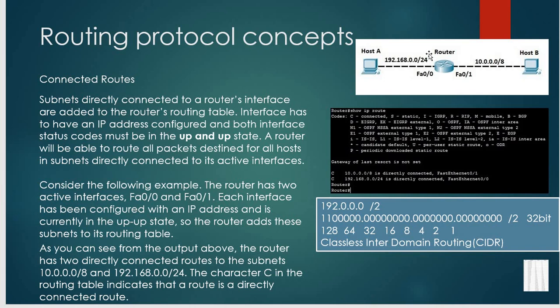So it is needed to route this IP address using the routers, based on the routing tables. Here we have the first subnetwork, 192.168.0.0, and here we have 10.0.0.0. Here we have a different network.